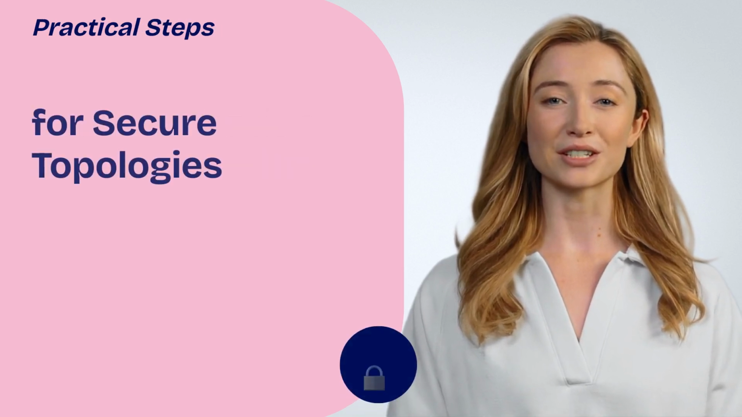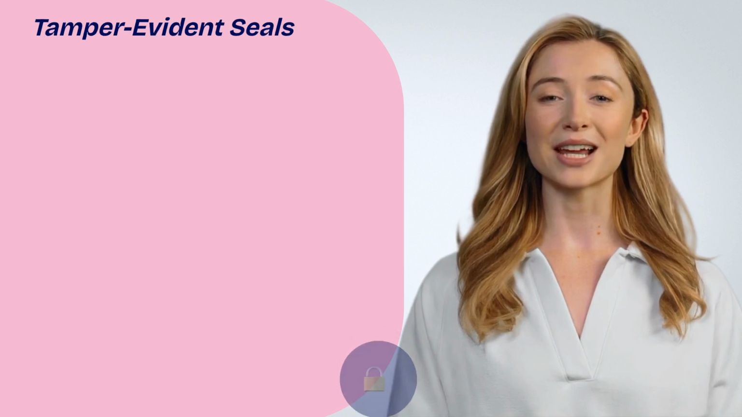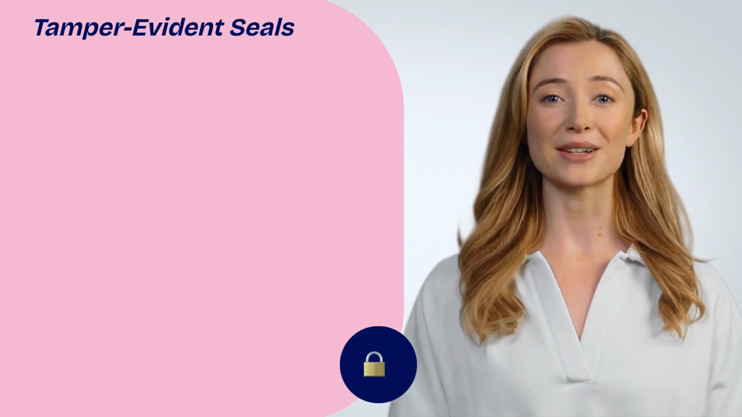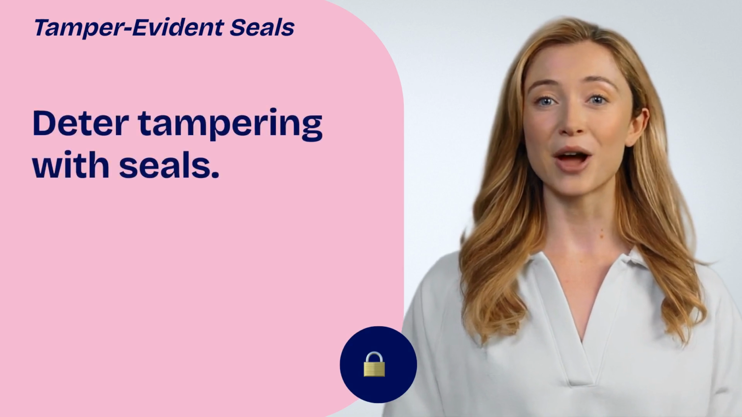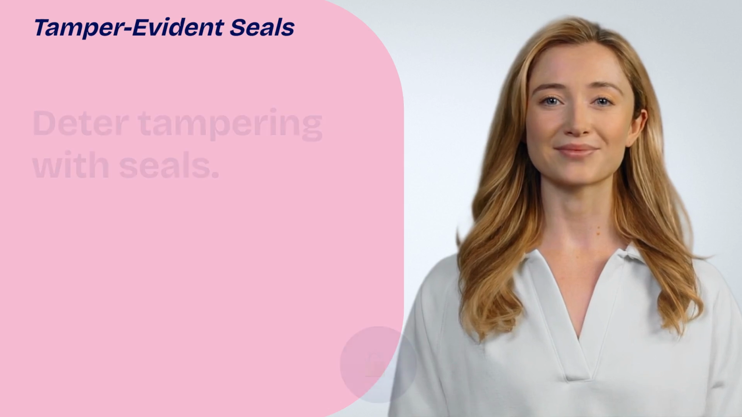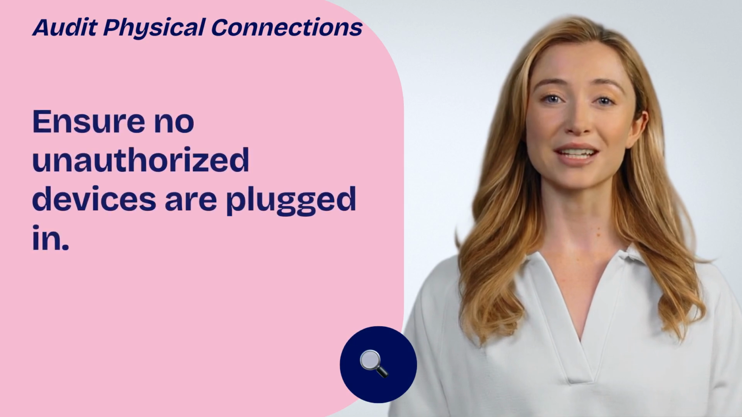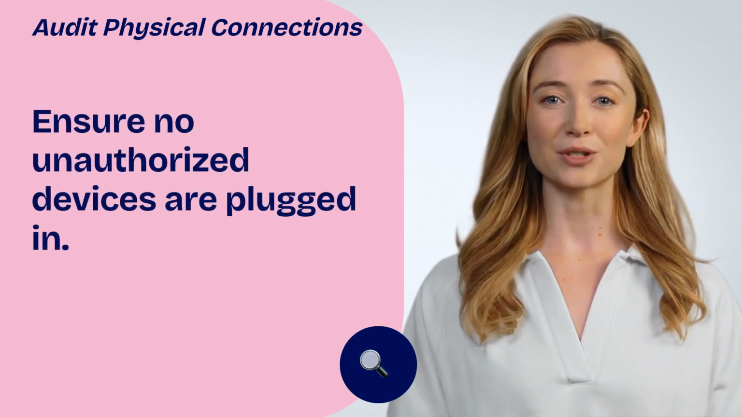Practical steps for secure topologies. Physical topology. Use tamper-evident seals on cables and hardware. This can deter tampering and help you detect if someone has tried to access your network physically. Regularly audit physical connections to ensure no unauthorized devices are plugged in. Walk through your network spaces looking for anything out of place.